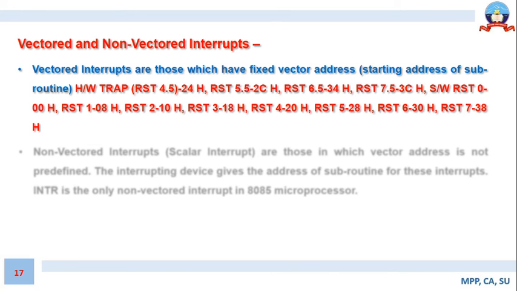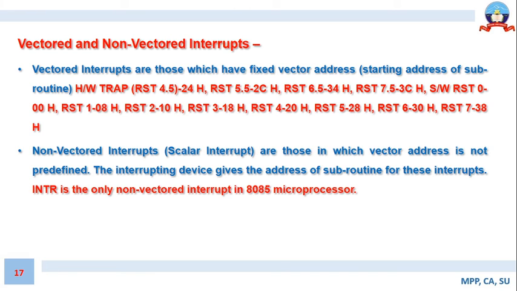So here the address is also associated. So the address for TRAP is 24H. The address for RST 5.5 is 2CH. RST 6.5 is 34H. RST 7.5 is 3CH. Likewise, RST 0 has vector address 00H. Likewise, RST 7 has vector address 38H. So associated with each and every vectored interrupt, you have the vector address or the address of the ISR. So here we have a vector table associated with the interrupts.